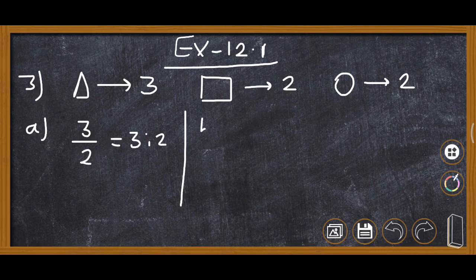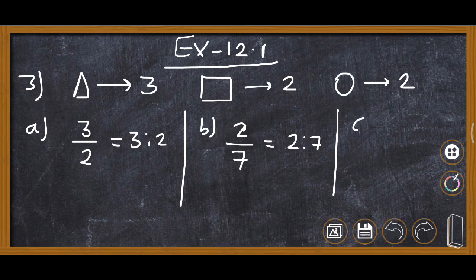Now it's part B: number of squares to all the figures inside the rectangle. So total figures you can see are 3 plus 2 plus 2, 7 figures, and the number of squares is 2. So here we will write 2 upon 7, then it is 2:7.